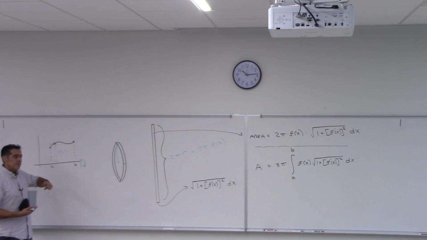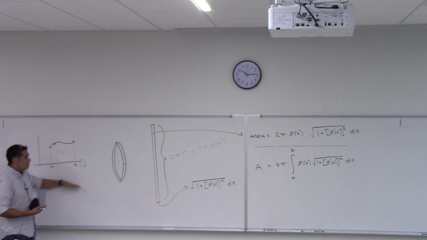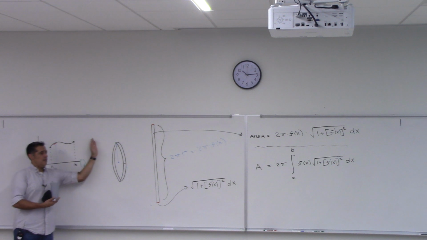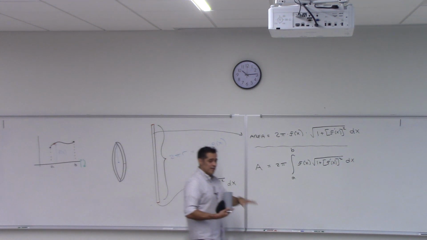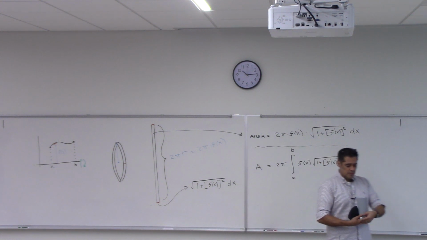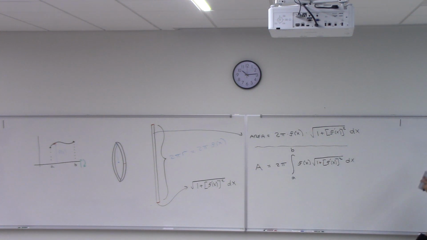Like on the volumes. So on your test, the volume problems, yes, your axis of rotation could be below or above or to the side, right? But for surface areas and arc lengths, I promise your axis of rotation will be the x-axis. That's it. All right? All right, so now, let's do an example.